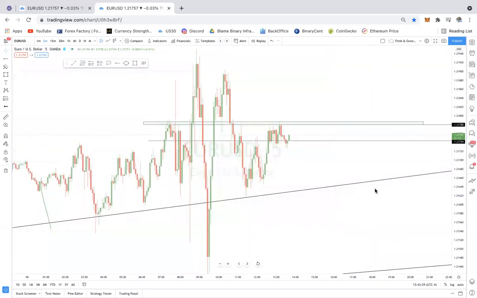Does that make sense, guys? Let me know in the chat if that makes sense. I am looking for buys. Like I said, the market is overall moving to the upside, so I am looking for buys.